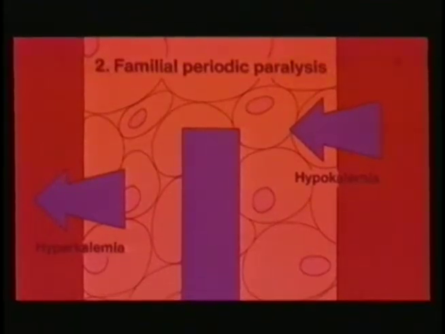In the rare condition familial periodic paralysis, both hyperkalemia and hypokalemia have been described. In these instances, transient shifts of potassium into and out of cells can cause abnormal plasma values without changes in total body potassium.